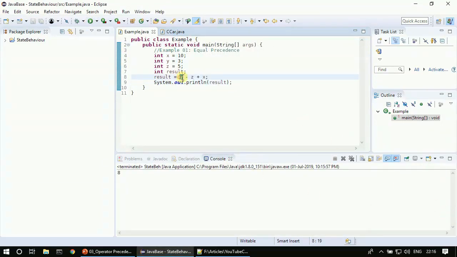Why? Because y minus z is evaluated first, then the expression: y minus z equals 3 minus 5, which is minus 2, then plus x equal to 10. So when we execute this, we will get 8. That's what you are seeing here in the output.